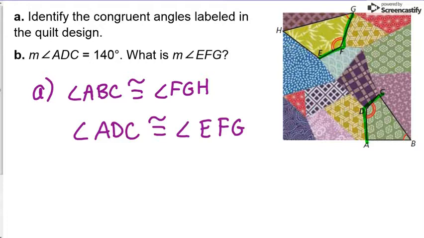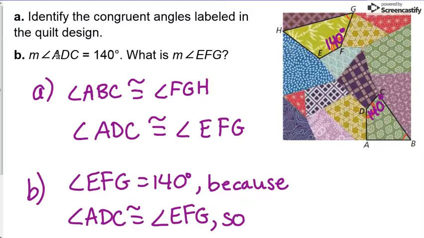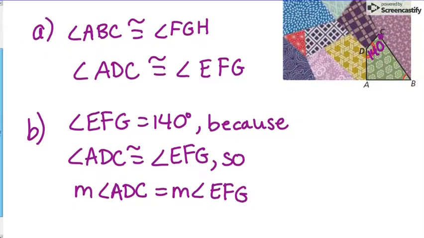All right, now we're going to talk about the ones that have two angle arcs. So we can also say angle ADC is congruent to angle EFG. The next question says, if the measure of angle ADC is 140 degrees, what is the measure of angle EFG going to be? Because both of the angle arcs are the same, and these are congruent, it's going to be the same, which is 140 degrees.